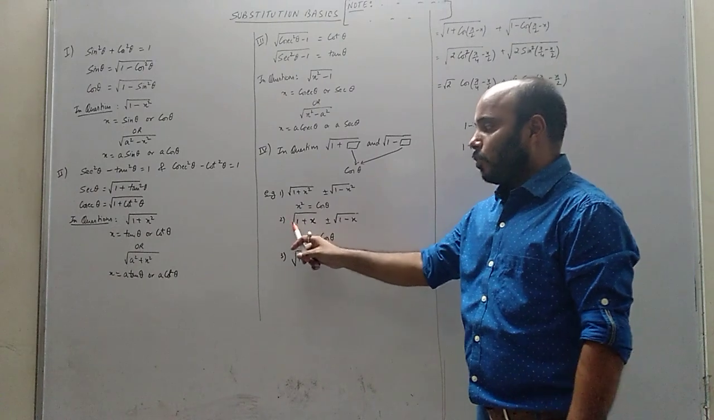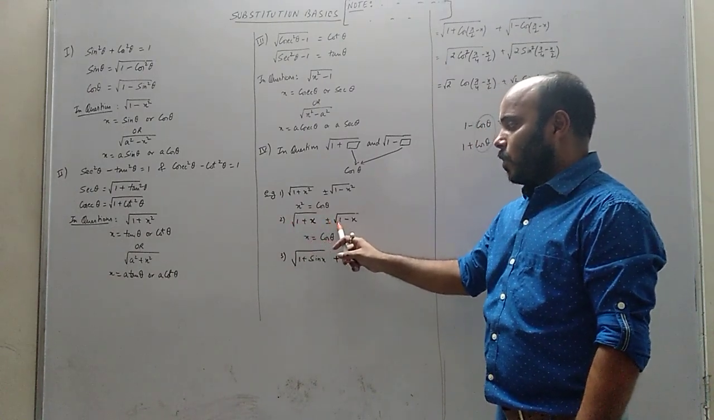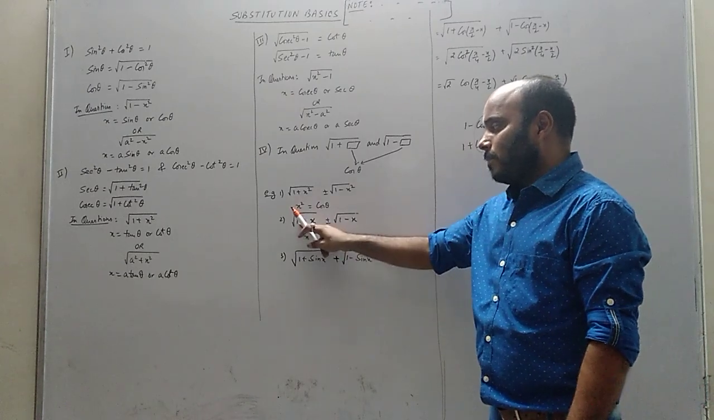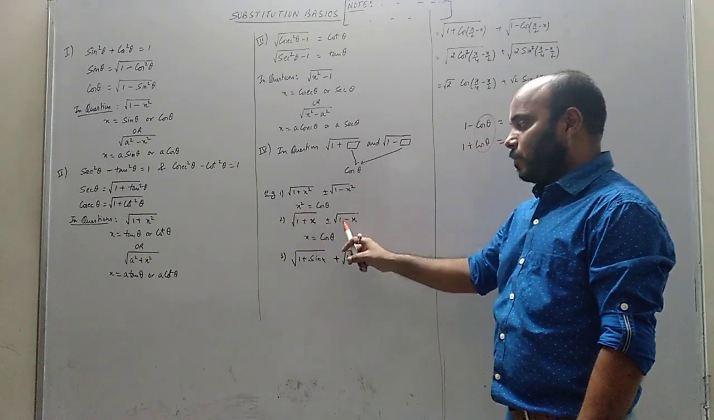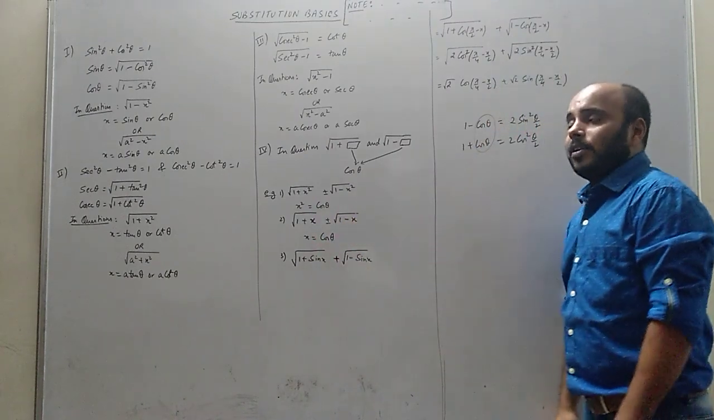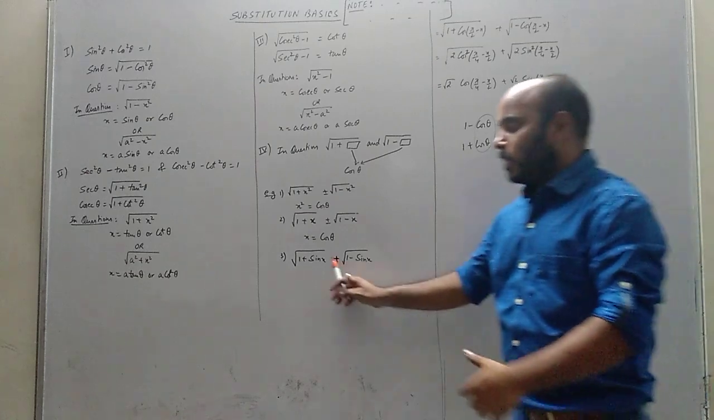Similarly, if we have in the question 1 plus x plus or minus 1 minus x. So both 1 plus and 1 minus are there in the question. And with 1 plus we have x, with 1 minus also we have x. That means this x should be equal to cos theta. Okay. Now, this is a little bit different.